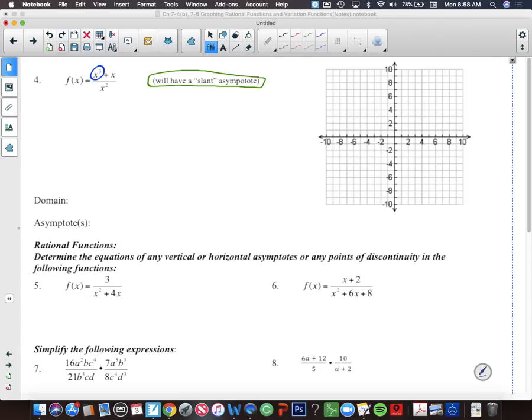Okay, we look at our degrees again. The top is bigger than the bottom by 1 degree. That tells me it's a slant asymptote, okay? Because we have a 3rd degree on the top and a 2nd degree on the bottom.